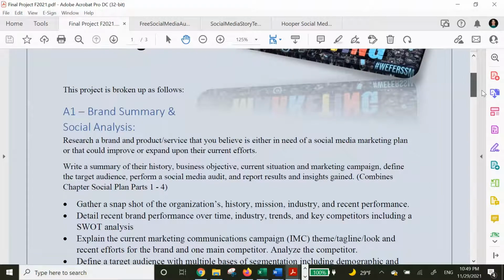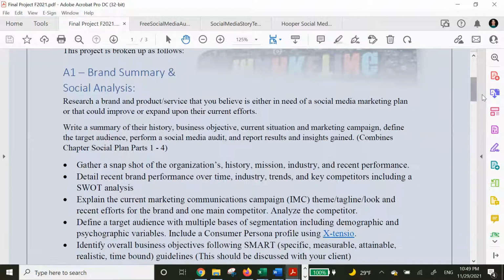The first part is the brand summary and social analysis. So you need to realize that much of the information that you're going to be covering here, you have already done when writing your discussion boards. So here I am providing you with all the information, and inclusively I have here the information of where you will find this in your book. So right here, the first piece is you're going to write a brief summary of the brand. So kind of introducing the reader to who is the brand that you are talking about.